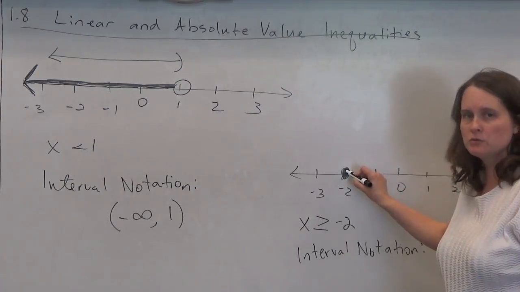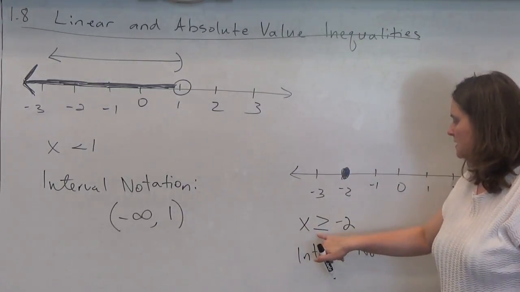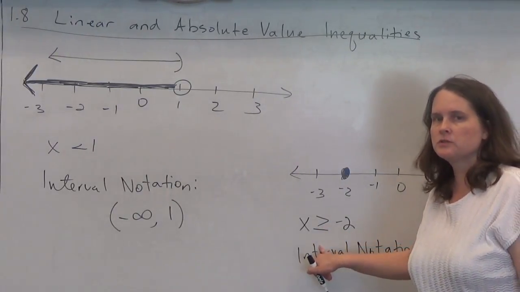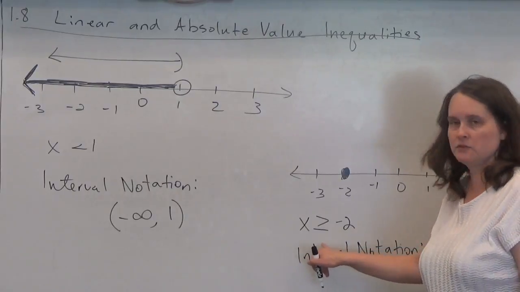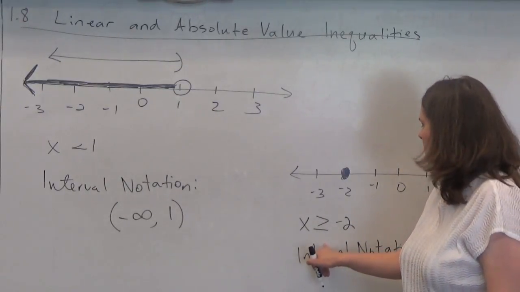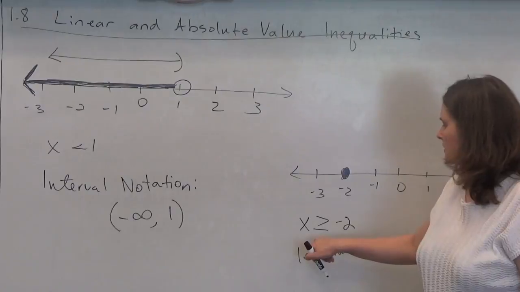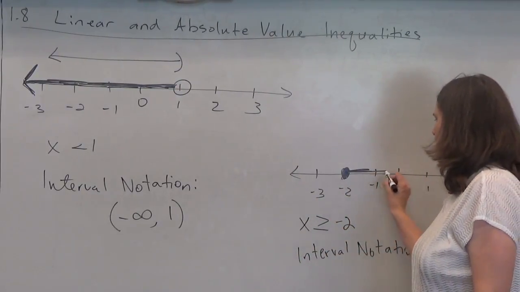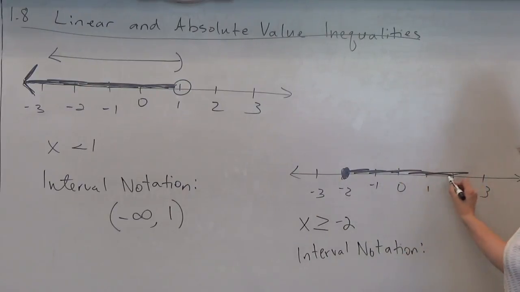Why do I use the closed circle? Well, because this time this says that x is greater than or equal to. So the closed circle tells me to include the negative 2 as part of my solution set. So starting from negative 2, now I graph everything larger than negative 2. So I'm going to shade everything to the right of negative 2 on my graph.